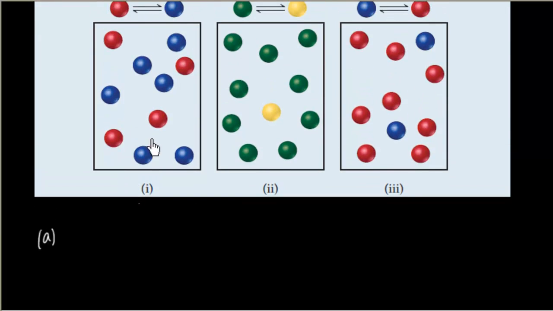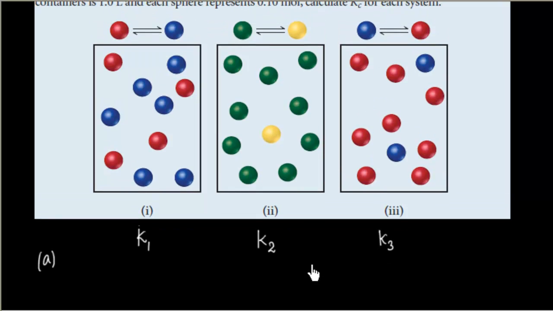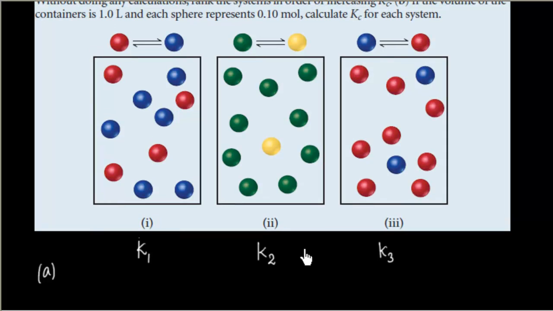Let us say for situation number 1 the equilibrium constant is K1, for 2 we have K2, and for 3 we have K3. One important point: all 3 boxes have the same number of spheres, that is 10. You can count 1, 2, 3, 4, 5, 6, 7, 8, 9, 10. So this box has 10 spheres.